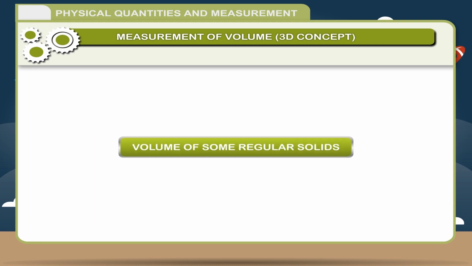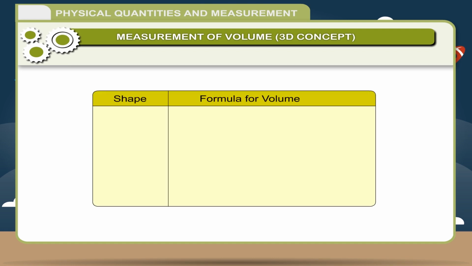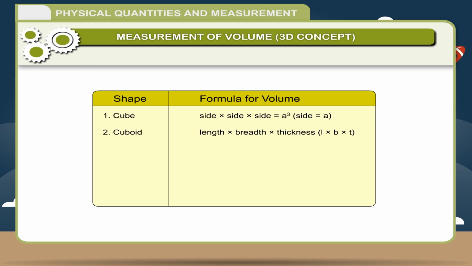Volume of some regular solids. Shape, formula for volume. 1, cube: side into side into side, that is a cube, where side is equal to a. 2, cuboid: length into breadth into thickness, L into B into T. 3, cylinder: pi r square h. 4, sphere: 4 by 3 pi r cube. 5, cone: 1 by 3 pi r square h.